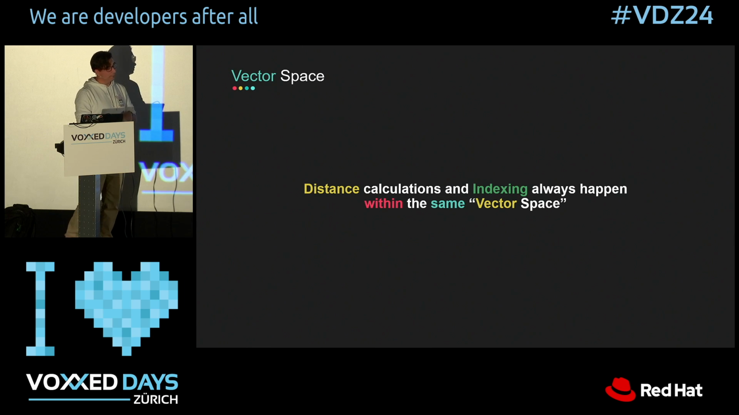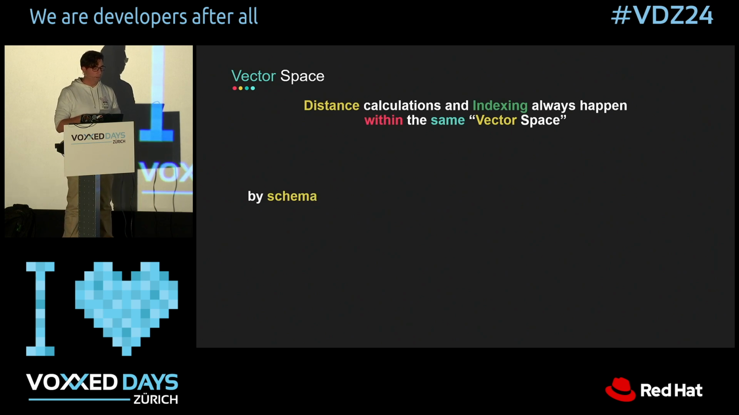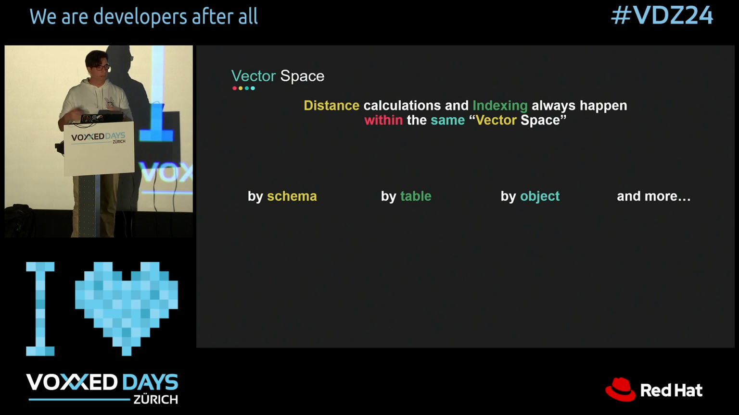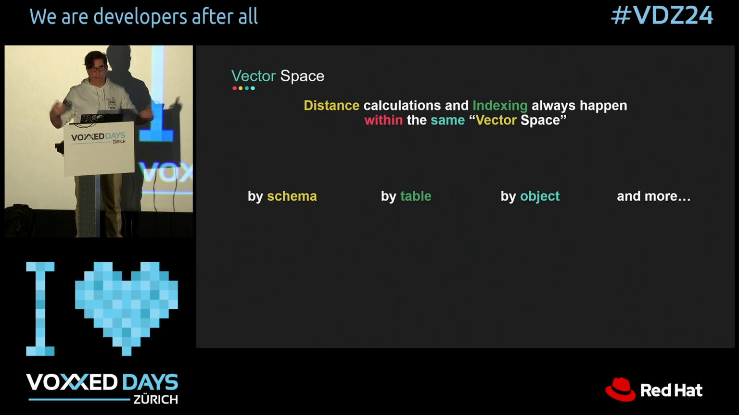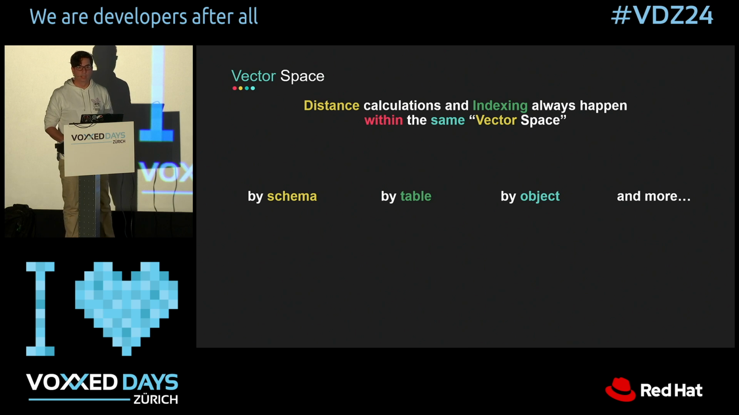Very important to know is that distance calculations and indexing always happen within the same so-called vector space. And you can define your vector space by schema or by table, or by object, and many, many more. Every database has its own way of defining the vector space or your schema, as you want to call it, similar to your relational database schema, pretty much.